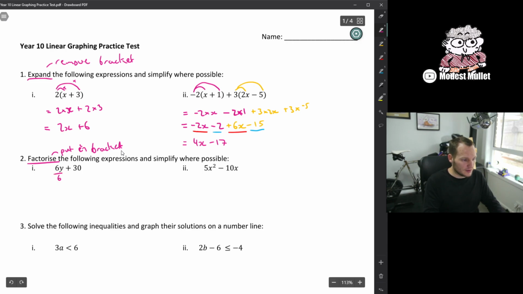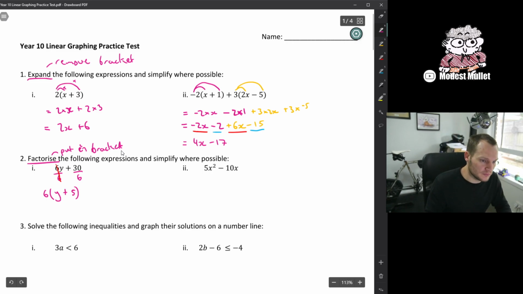Both of these I can divide by 6, so let's take that out the front. Whatever's left when we divide by that 6 is what goes inside the brackets. So we did 6 divided by 6, which cancels out, and the y's left. 30 divided by 6 leaves 5. So that's our answer there.